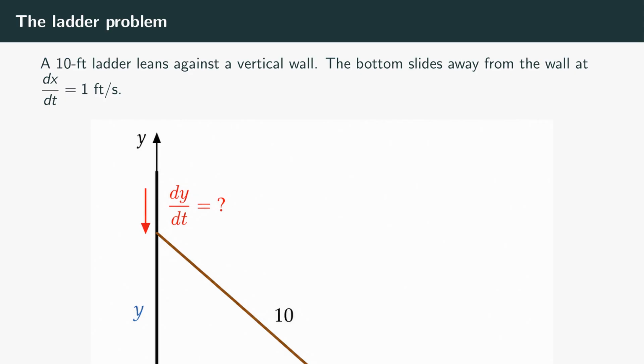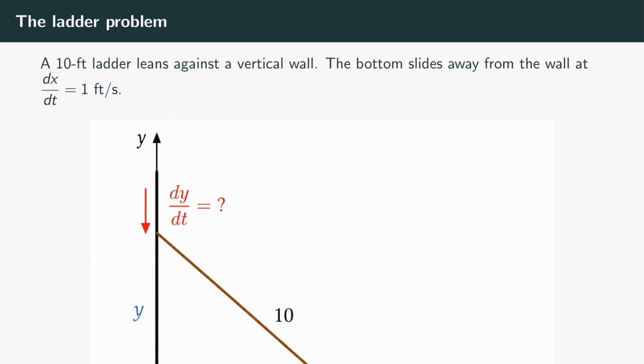A 10-foot ladder leans against a vertical wall. The base of the ladder slides outward along the ground at a constant 1 foot per second, so the derivative of x with respect to t equals positive 1. The top of the ladder slides down the wall at some rate, the derivative of y with respect to t, which is negative because y is decreasing. The question: how fast is the top sliding down at the moment when the base is 6 feet from the wall? At that instant, by the Pythagorean theorem, the top is 8 feet up, a 3-4-5 triangle, scaled.